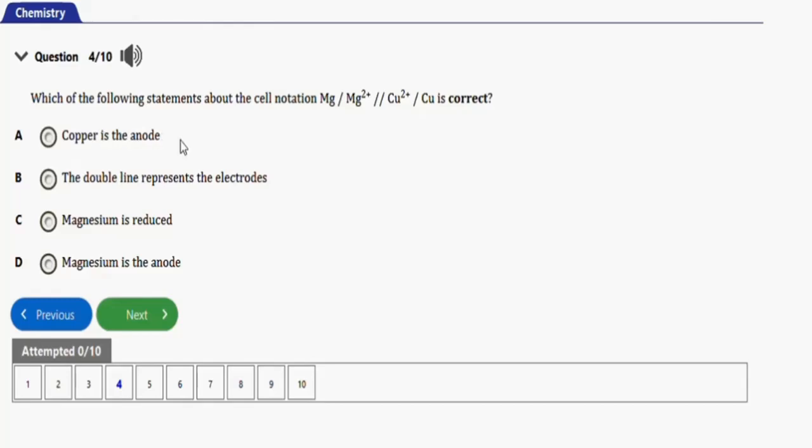Copper is the anode, no. The double line represents the electrodes, no. Magnesium is reduced, no. Magnesium is the anode, yes. So the right option is option D. Okay, so that's it for this question. You know that in an electrolytic cell, oxidation occurs at the anode, whereas reduction occurs at the cathode. Very important, guys. So the next question will be this one.